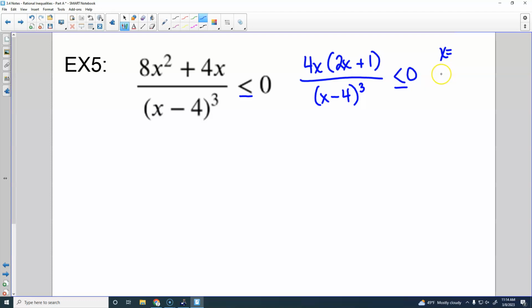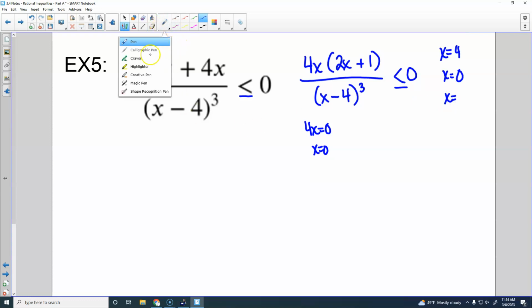Lennon, what would be one of them? 4 is one of them. Gabby, give me another one. Yes, 4x would equal 0, so 0 is going to be one of them. And we've got one more. Liam, what's the other one going to be?